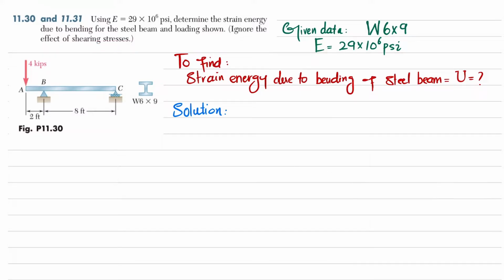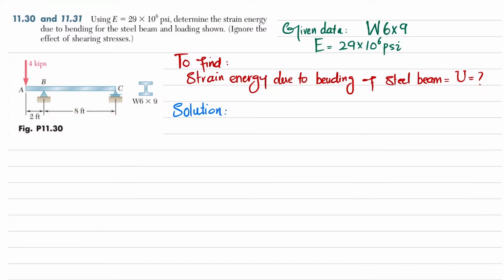So you can see this beam AC is an overhanging beam with a support at point B and a roller support at point C, and this is a W6 by 9 wide flange beam. From A to B, the distance is 2 feet. From B to C, the distance is 8 feet. So you have to find the strain energy due to bending of the steel beam.